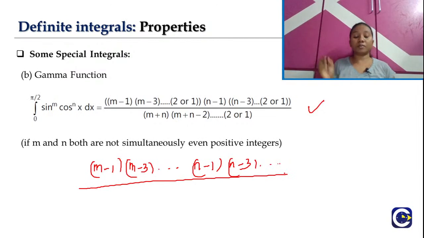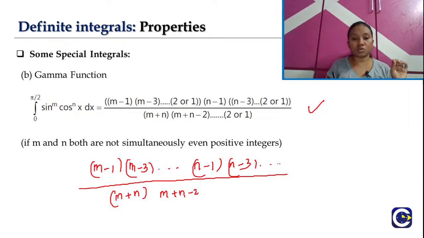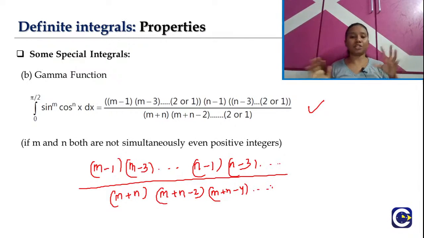And in the denominator, initially it will be even elimination, that is we started with n and then n minus 2, n minus 4. Here it's the same thing, but here we have two values, m and n. So instead of n, we'll be starting with m plus n and then m plus n minus 2 and then m plus n minus 4, until it can be either 2 or 1 based upon the m and n values.